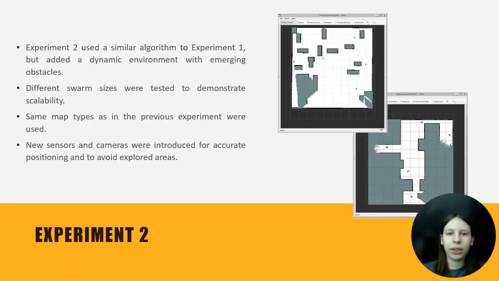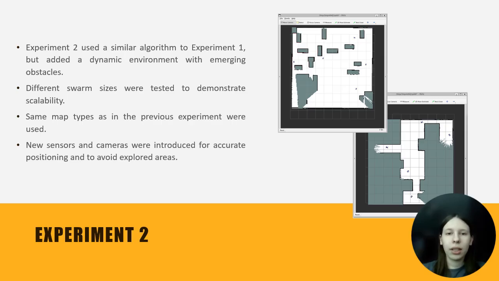Experiment 2 used a similar algorithm to the first experiment, but also created a dynamic environment in which the robots had to cover the territory, taking into account the possible emergence of new obstacles. Also, in the dynamic environment, a different number of robots in a swarm was tested for a clear example of the scalability of the system. For this situation, the same types of maps were used as in the previous experiment.